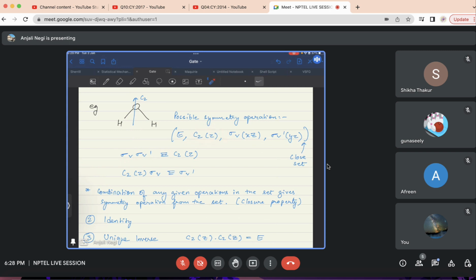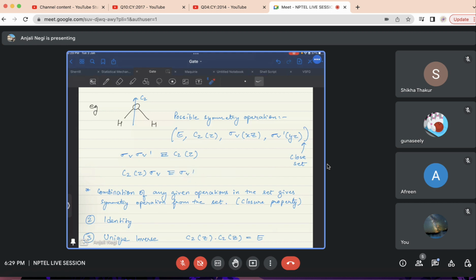So if you apply sigma V, okay, this sigma V is something here, and then this will reflect, so it is almost equal to identity, correct? And then the other will be sigma V prime, which will be here, and then this H will be reflected here and this will be reflected here, and that is the same operation that I can do with C2, correct? So similarly in the same manner I can combine the C2 symmetry operation with sigma V, and it will give me an equivalent symmetry operation as sigma V prime.